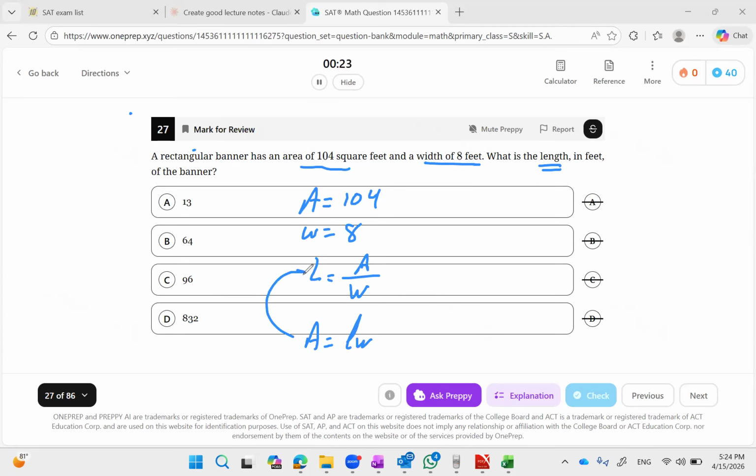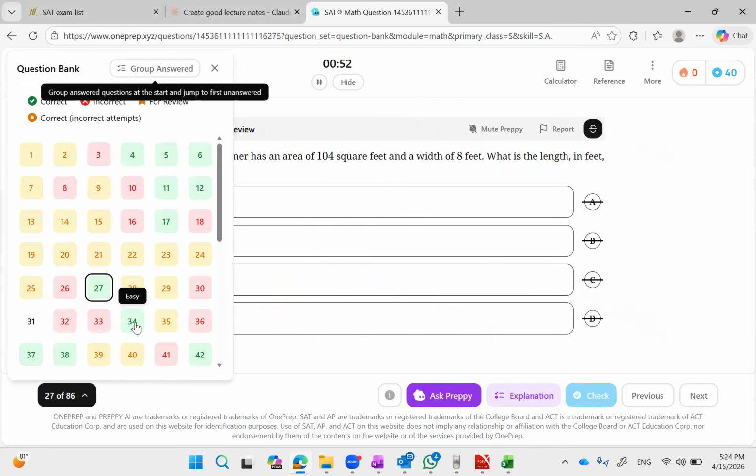So the length is, or I may ask, 8 multiplied by which number? 8 multiplied by which number gives 104? So it's 104 divided by 8. What is 104 divided by 8? 12? No, not 12. It's 1 carry 2, 20, 13. So the right answer is 13. So good, so easy.